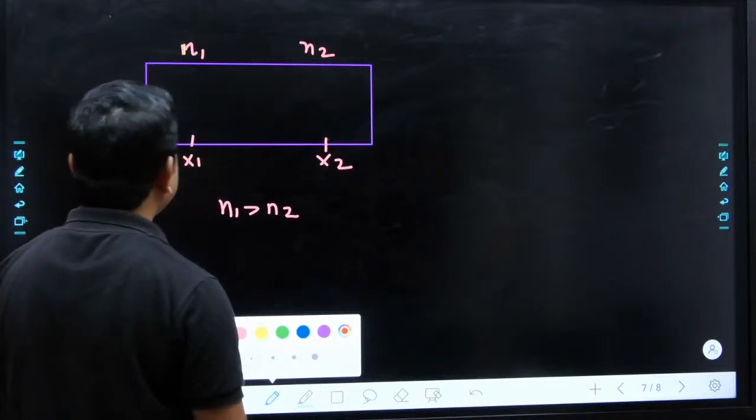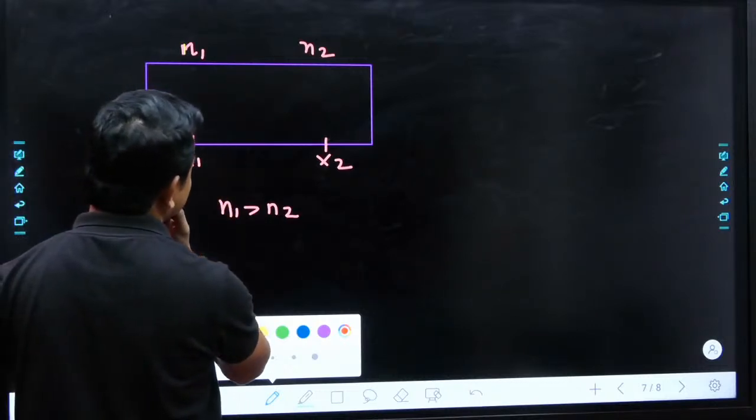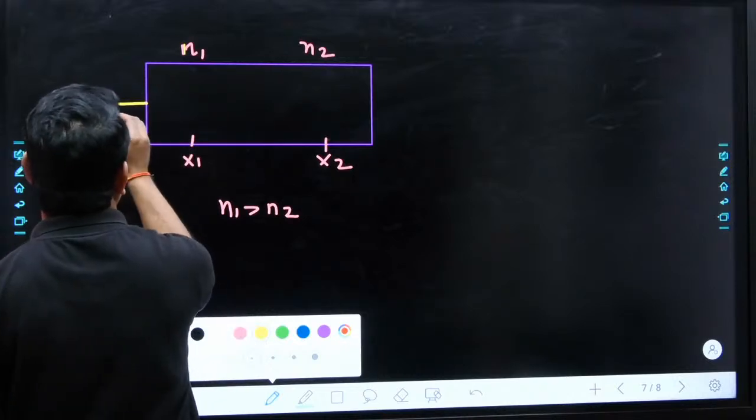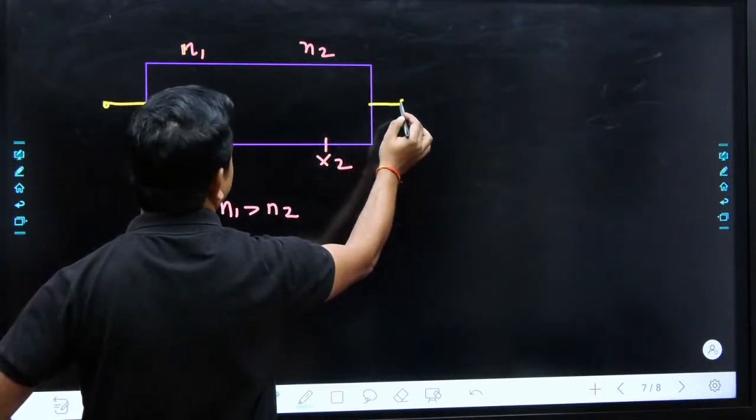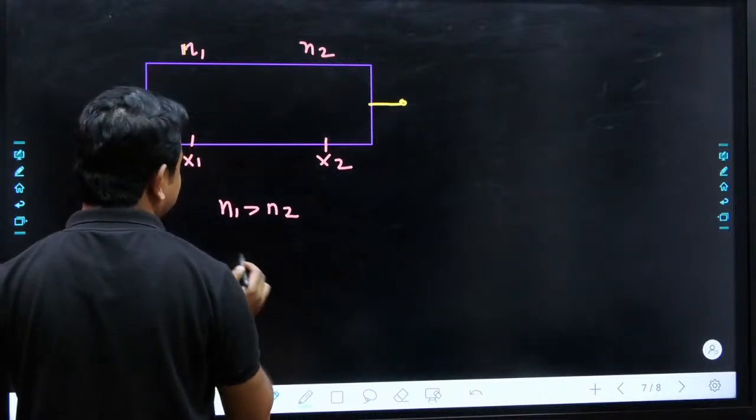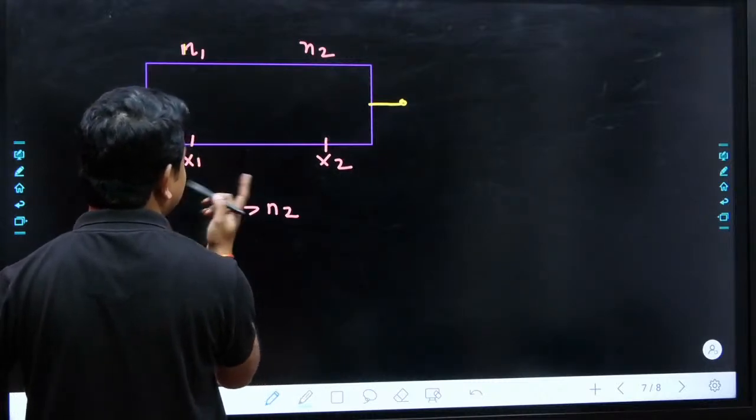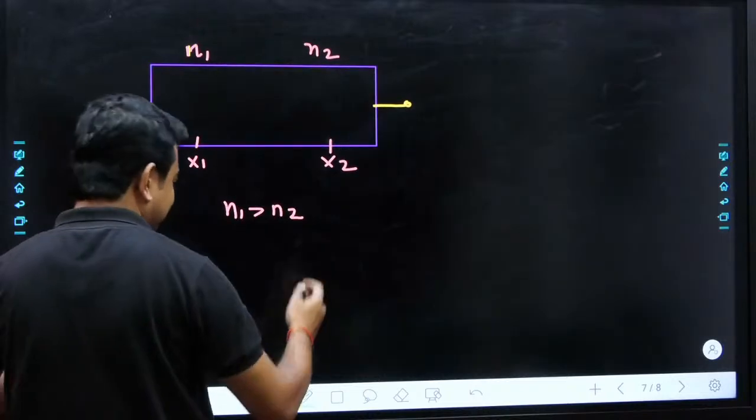So, we have the concentration difference, but we have not applied any external electric field. If you have not applied any external electric field, there is no current existing. So, we have to think within the semiconductor and outside the semiconductor.